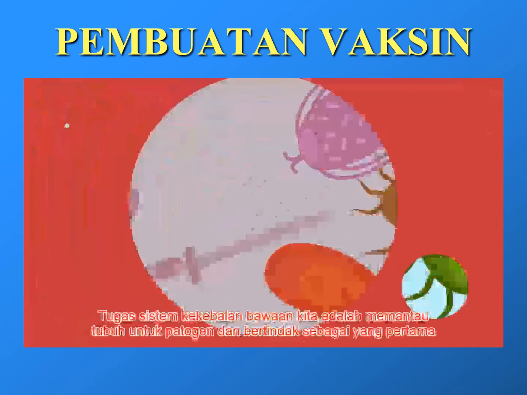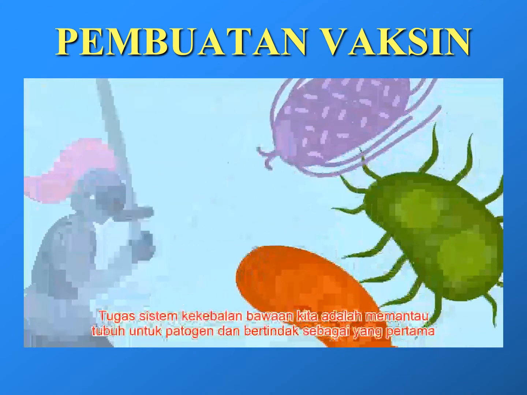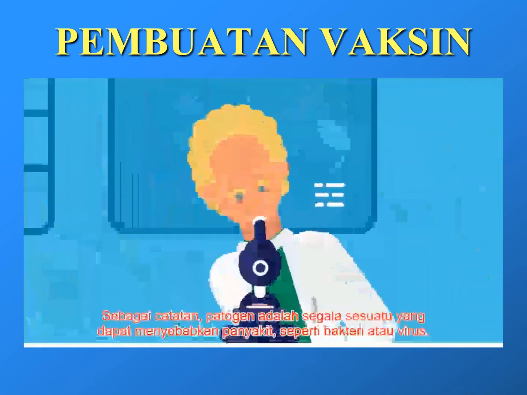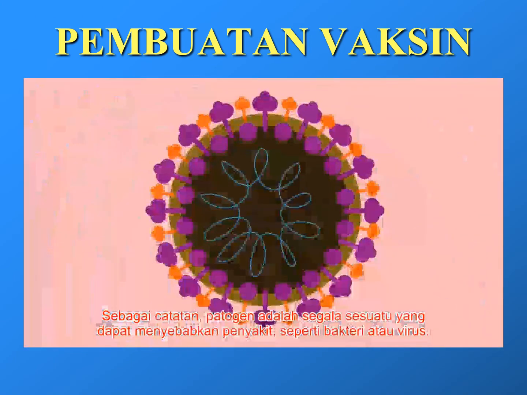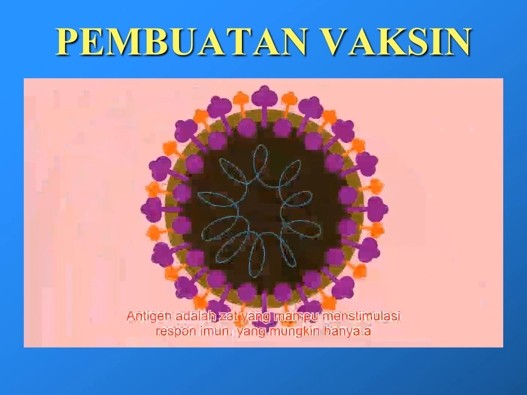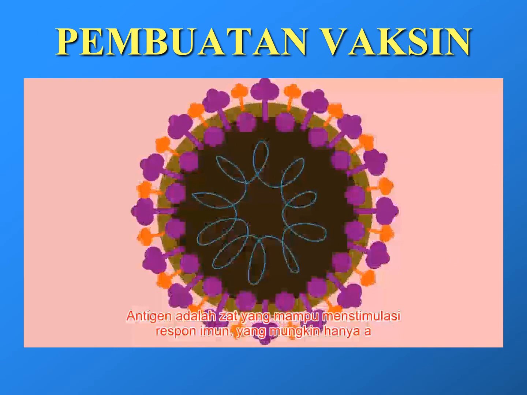Now, before we can understand how vaccines work, we need to know a little bit more about our immune system. Our innate immune system's job is to monitor the body for pathogens and act as the first line of defense against infections. For the record, a pathogen is anything that can cause disease, like bacteria or viruses. An antigen is any substance capable of stimulating an immune response, which might only be part of a virus.